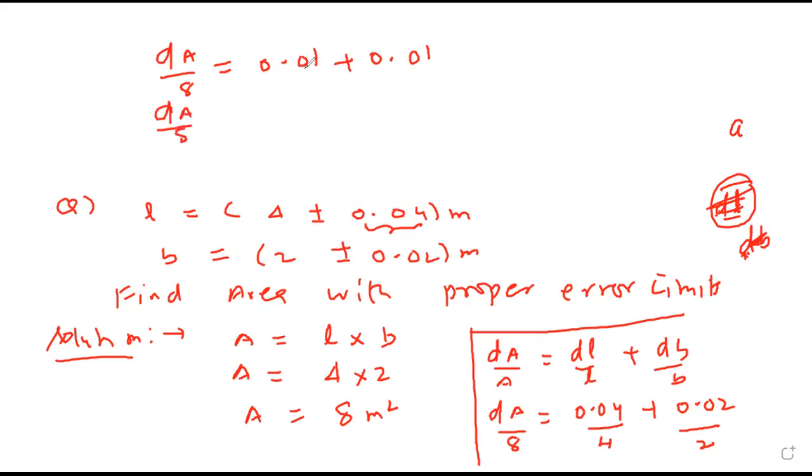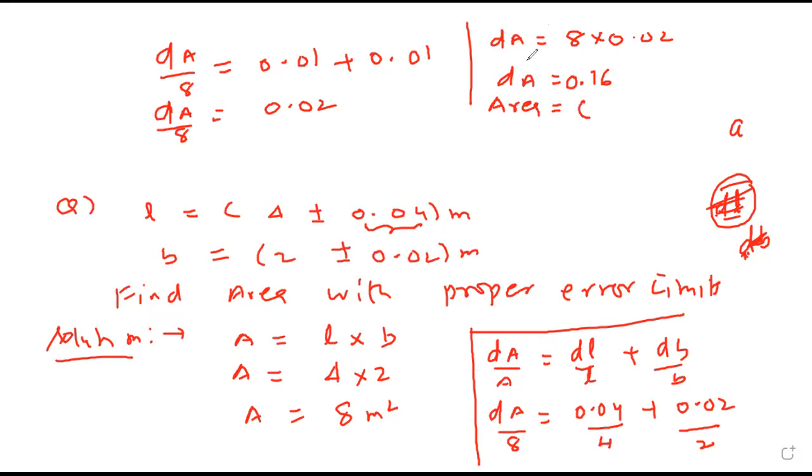So dA upon 8 is 0.02. dA equals 8 into 0.02. So dA will become 0.16 after 2-digit decimal. Any doubt in this? No, sir. Now that means area will be actual value 8 with error 0.16, plus minus meaning it can be either positive or negative, meter square. This is how we find error. Who has not followed? Please tell. Everybody has followed.